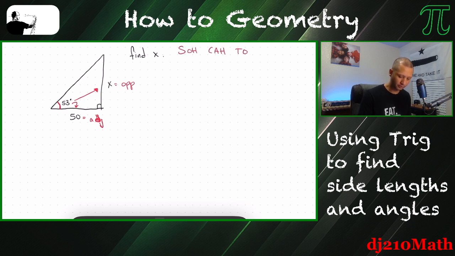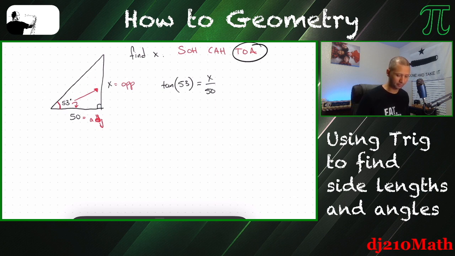Thinking SOHCAHTOA, opposite and adjacent is definitely going to be TOA, tangent. So we write this: tangent of whatever the angle is, in this case 53, is equal to opposite over adjacent, so x over 50. And now we have an equality. It's basically an algebraic expression at this point, because there's a variable, x. We don't know what x is. X is a side length. But we want to isolate x.